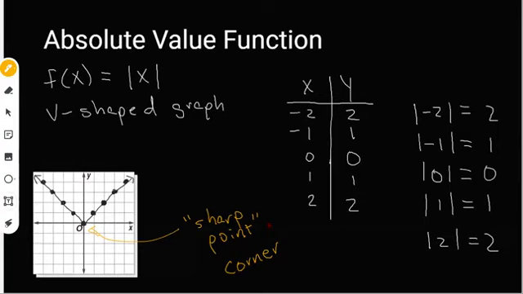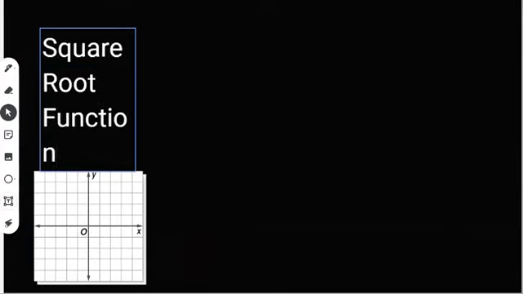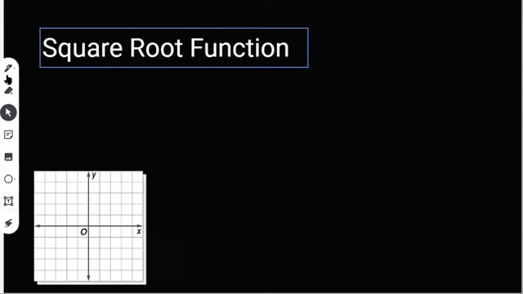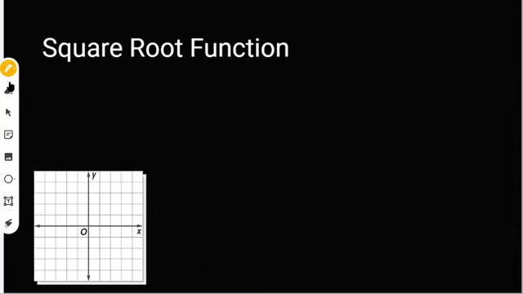Okay. So now let's talk about some more functions that you might know, but you probably never graphed before. Let's talk about the square root function. Everybody knows what a square root is, right? I hope so. What does the square root look like? Well, it's going to kind of look like this. It kind of looks like a long division house, but it's got an x on the inside. This is the square root function.